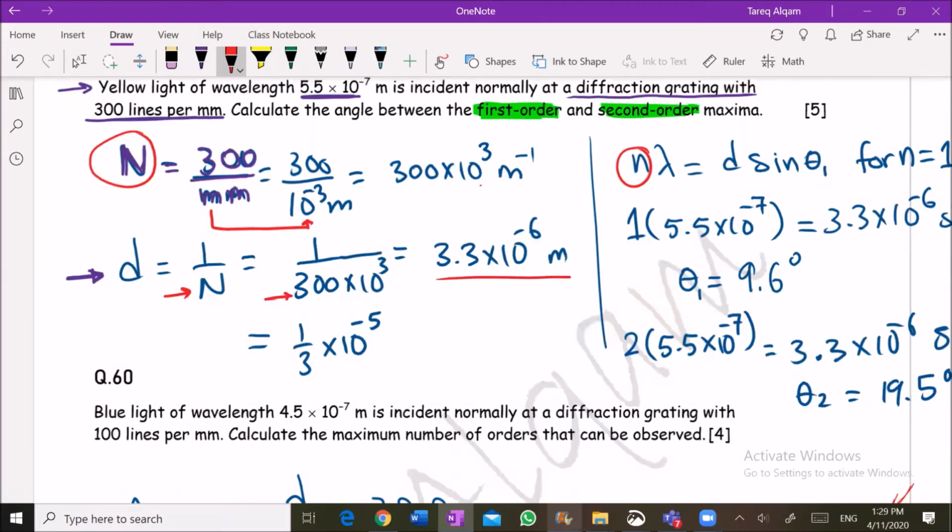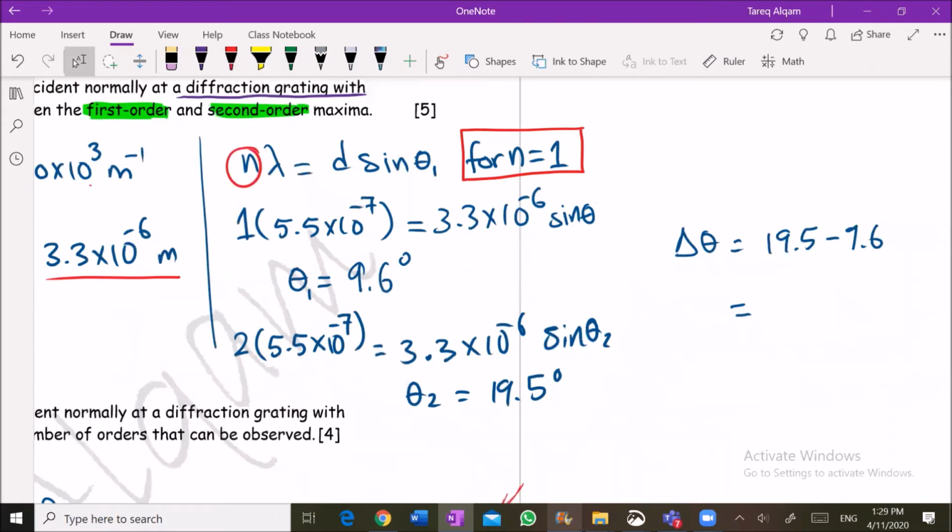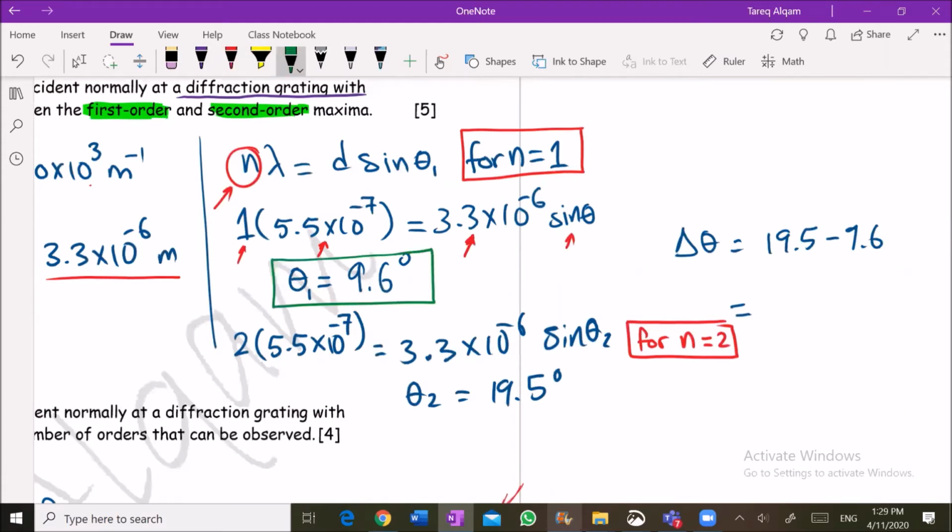So D equals 1 over 3 times 10 to the power minus 5. Here, guys, I will find the angle for the first order, and then I will find the angle for what? For the second order. Direct substitution: 1, wavelength is given, D found, I found theta, which is 9.6. This is theta 1.